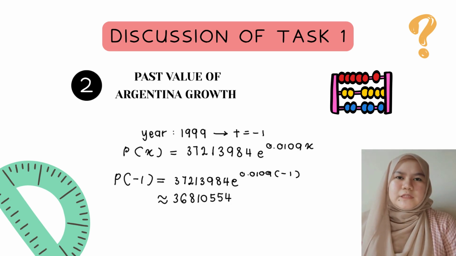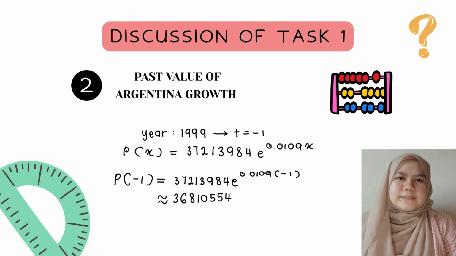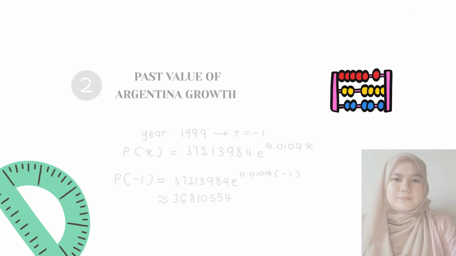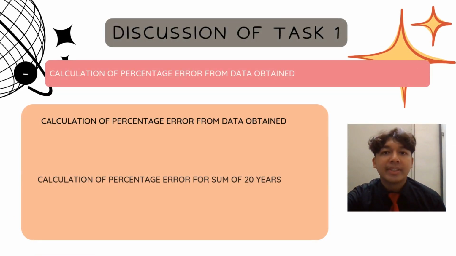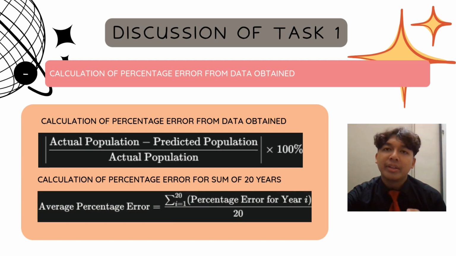Next, to determine the past value of population in Argentina, first we choose a year as our test value. We choose the year of 1999, which indicates t is equal to -1. So we will substitute t equals to -1 in the particular solution. Hence, the value we got is 36,810,554.